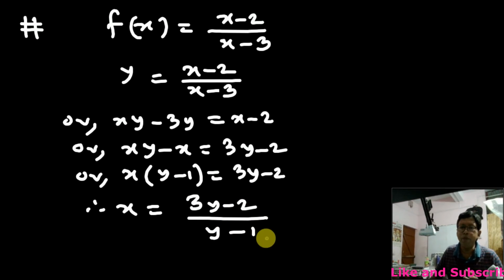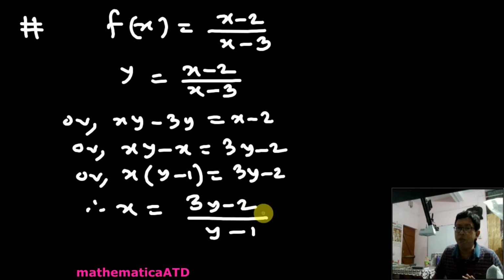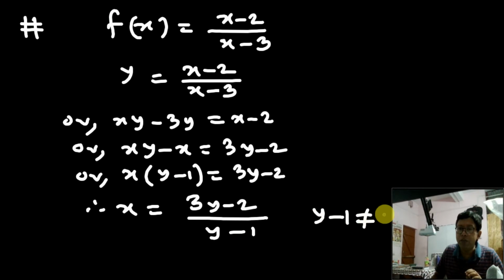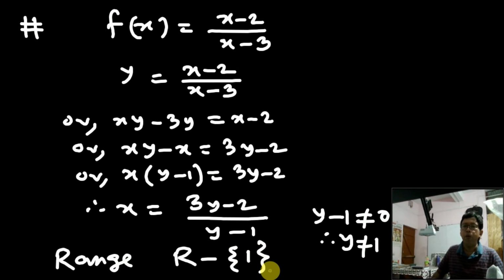So what will be the range? On the right side of this expression, 3y minus 2 divided by y minus 1, this will be defined only when the denominator is not equal to 0. That means y minus 1 cannot be equal to 0, so y is not equal to 1. So you can put any value of y except 1. So the range of this function will be R minus 1. Okay, we take another example.